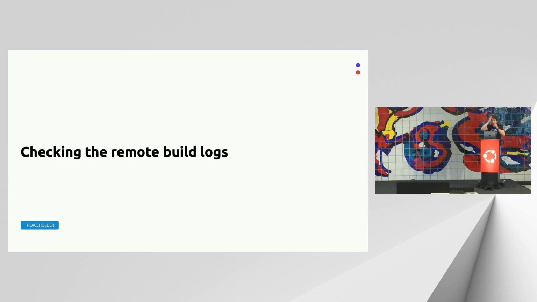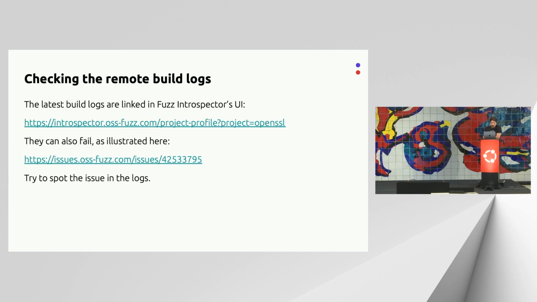Then, after the PR is accepted, we will have the project built on the remote infrastructure, and we can check the remote build logs. You can enter these links that are on the slide. The first one is from Fuzz Introspector, which is a UI for some of the aspects that OSS-Fuzz generates. And you'll also have a link for a failed build from a project.